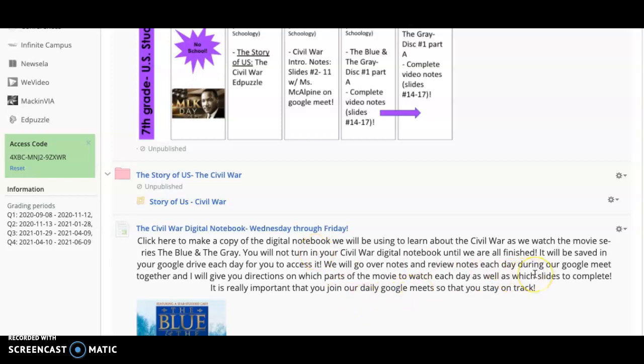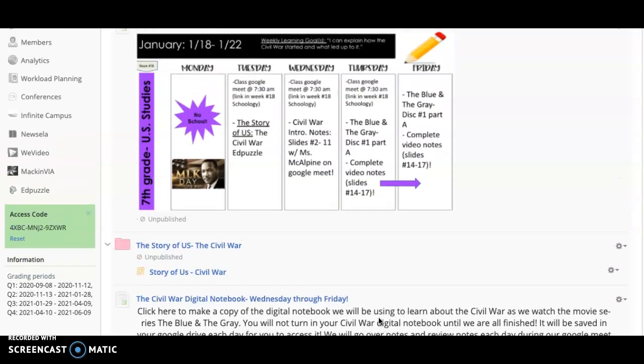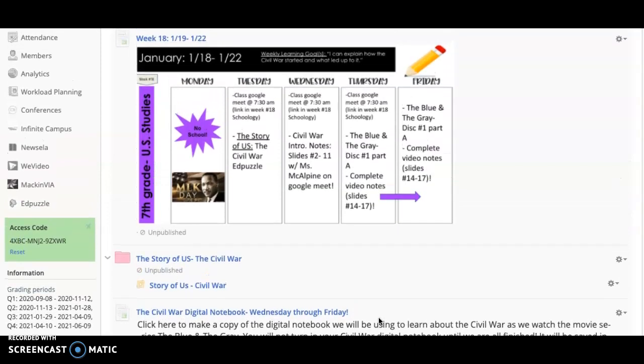Each day on our Google Meet, I'll review where we're at and go over some things so we're all on the same page, and I'll give you directions for that day on which part of the movie you're going to watch and which slides to complete and things like that. It's really important that you join our Google Meets every day because it'll really help you stay on track. It's just way easier for me to give you directions right then and there and explain things and show you things versus you just trying to figure it out on your own.